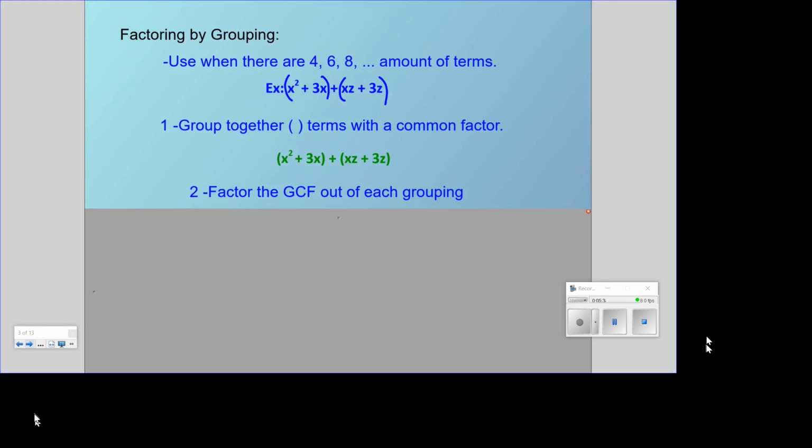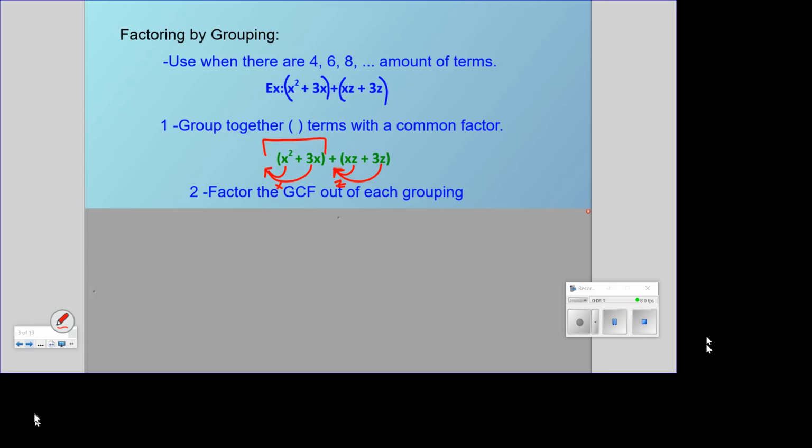Step 2 is then going to be to look at each grouping separately. So now treat x squared plus 3x by itself. Kind of ignore this second part for just a moment and factor the GCF out of that first grouping. So the GCF of those 2 terms is x, so we can pull an x out of those first 2. Now let's look at this last grouping and see what term can be pulled out of these 2. Hopefully you see that both terms there share a factor of z.